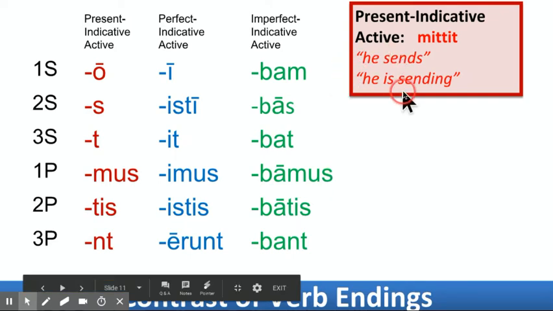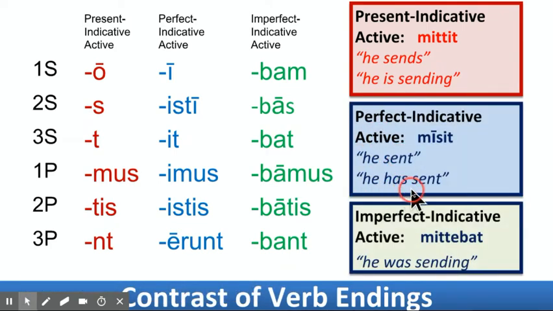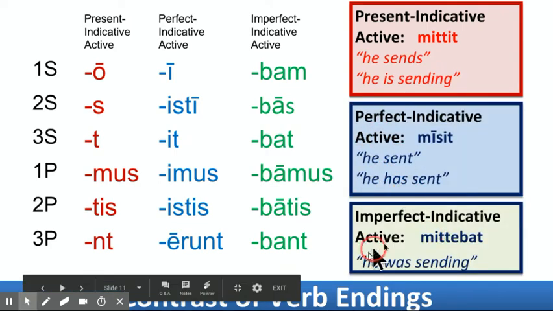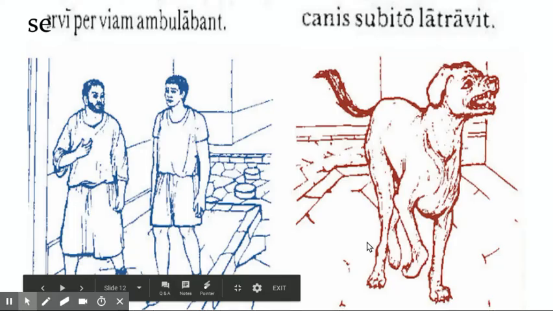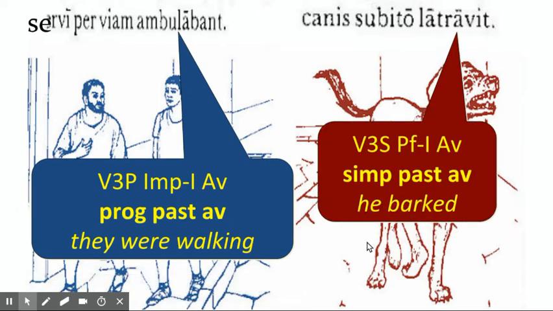So mittit, he sends or he is sending. Misit, he sent or he has sent. And now the imperfect, he was sending. So it's a progressive past. We saw that in the story. Ambulabant, they were walking, versus latravit, he barked. So they were walking, he barked.